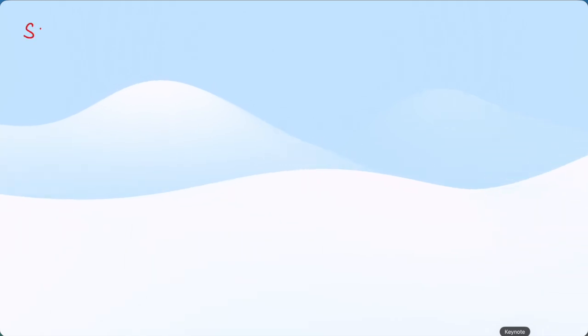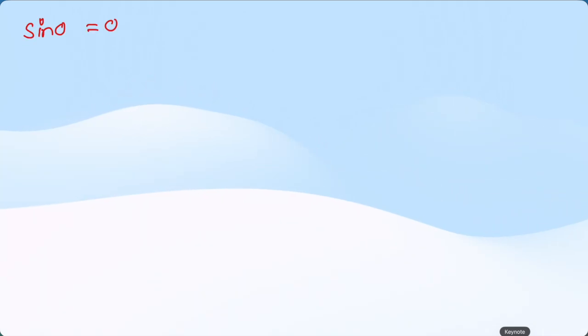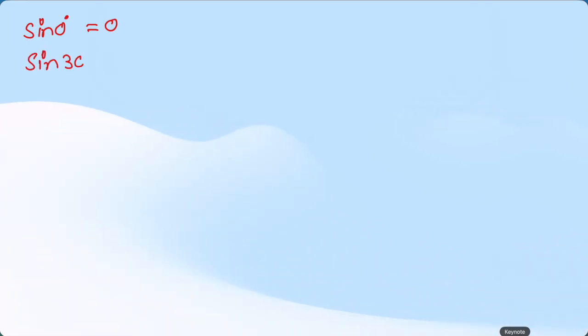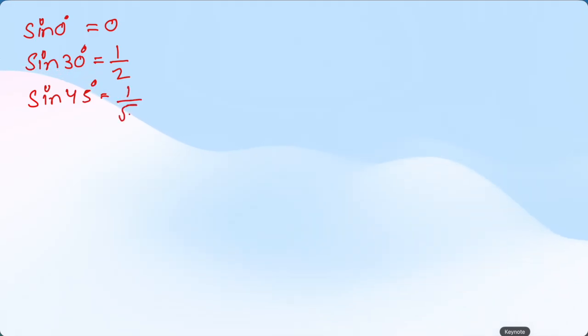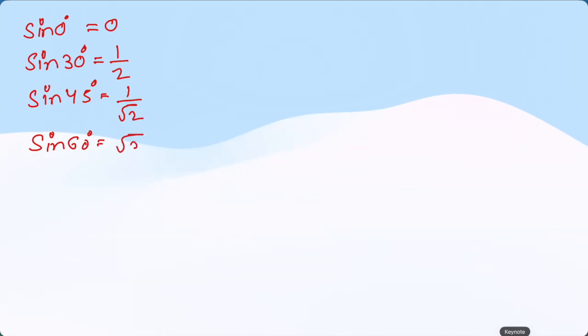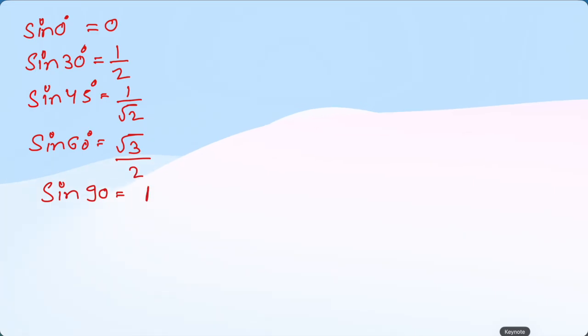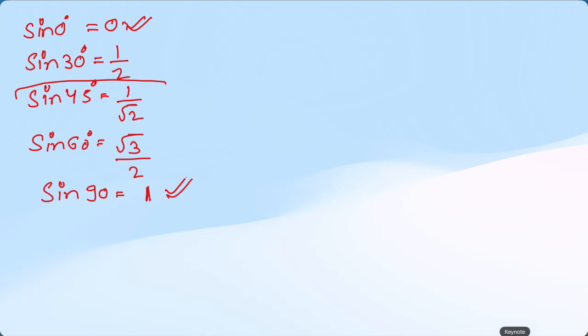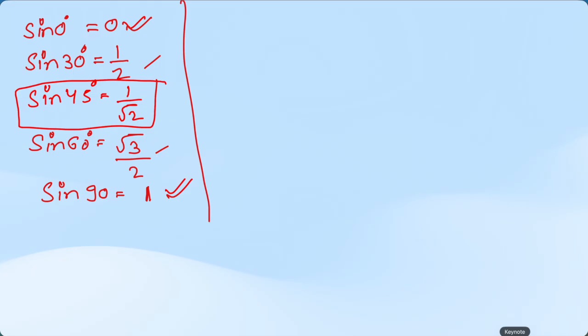What was that? Sin 0 was 0. If I ask you sin 30, it was 1 by 2. Then sin 45, it was 1 by root 2. Sin 60, it was root 3 by 2. And sin 90, it was 1. Okay. So sin 0 is 0 and sin 90 is 1, with 1 by 2, 1 by root 2 and root 3 by 2 in between. Hope it is clear. Cos will be just the opposite of it.